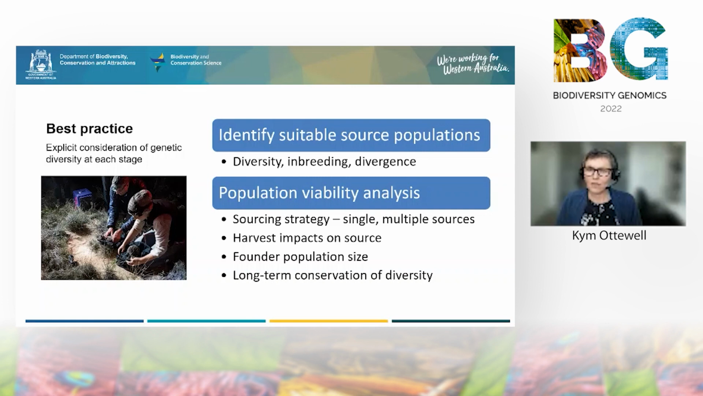And frequently we are using genetically informed population viability analysis, or PVA, to evaluate different sourcing strategies as part of our planning. So, for example, this might involve assessing the use of single versus multiple sources in translocations. We consider the harvesting impacts on source populations. We use PVA to model appropriate founder group sizes needed to establish those genetically robust and representative populations. And in the longer term, we want to ensure that populations are self-sustaining and able to conserve genetic diversity through time.